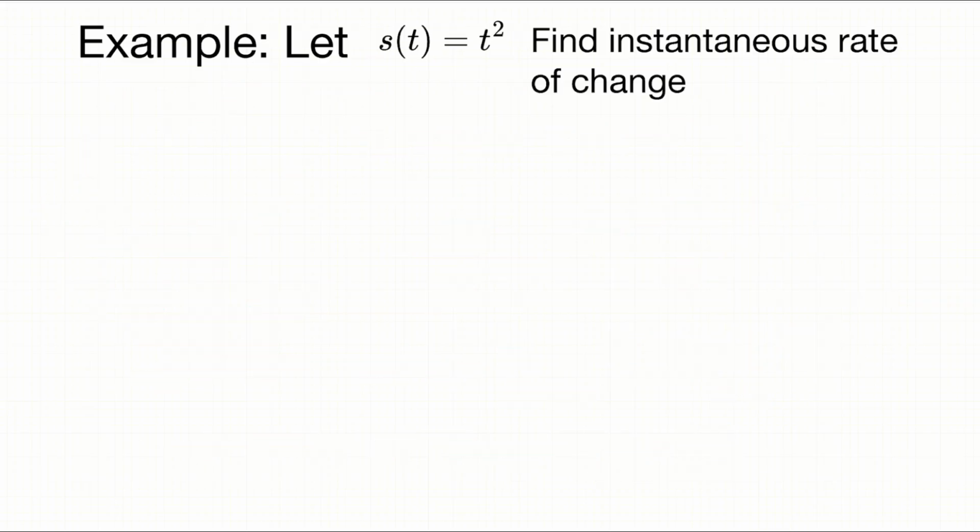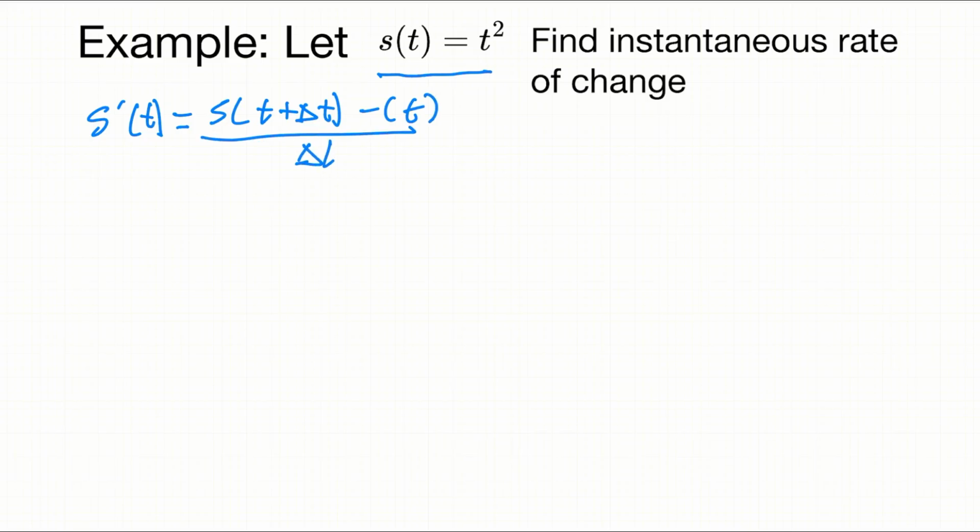Okay, now let's do a numerical example. Let's set s of t equal to t squared. Let's find this instantaneous rate of change. So let's go back to our formula. The instantaneous rate of change of s is s of t plus delta t minus s of t, divided by delta t. Now in this case, s of t is t squared. So substituting that in, we get t plus delta t, quantity squared, minus t squared, over delta t.